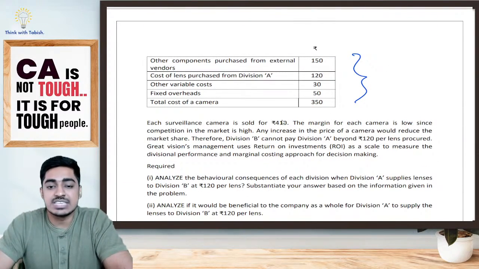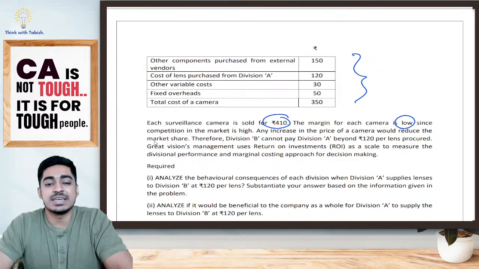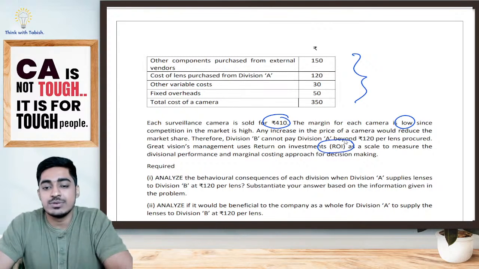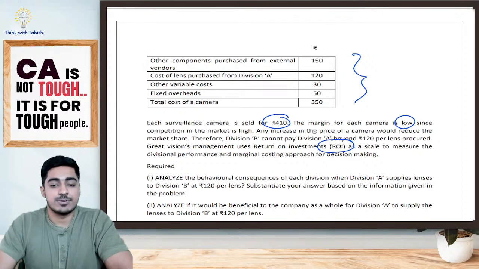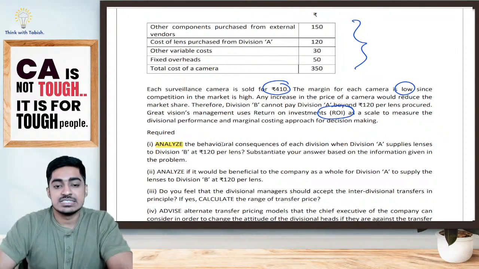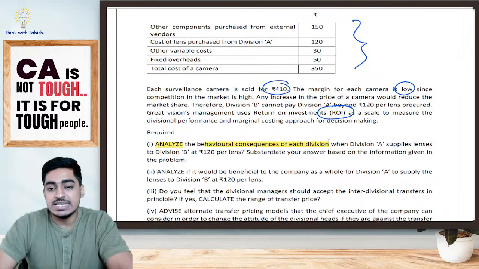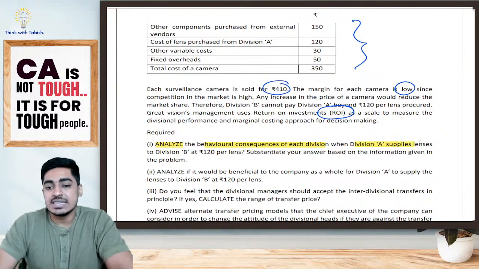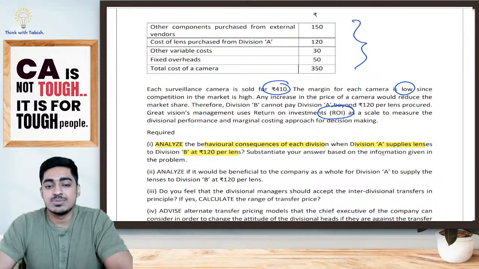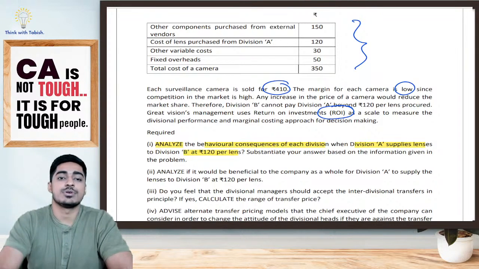Each surveillance camera is sold for 410 rupees. Margin is low because the competition is high. If we increase the price, market share will go, so we cannot charge more than this. We are using ROI to measure the performance. Analyze the behavioral consequence for each division if Division A is supplying the lens at 120. Substantiate your answer based on the information given in the problem.